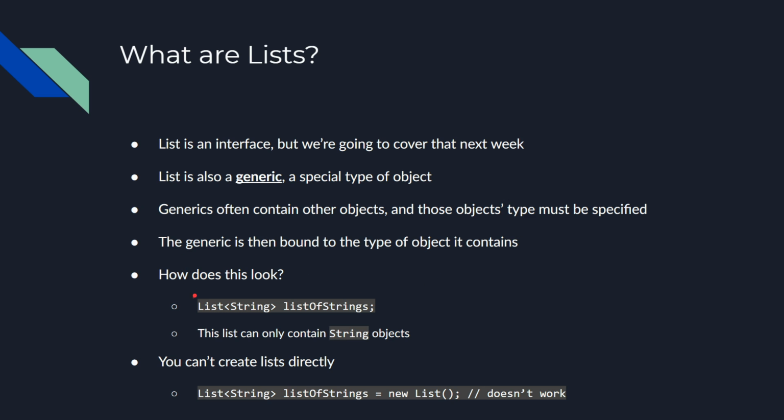So if we want to define a new list variable, we can do list, and then these less than, greater than symbols. Okay, these define what the generic type is. So with arrays, we use the square brackets. With lists, we use these less than, greater than symbols. So this is a list that contains strings, and it can only contain strings. Now, lists specifically, you can't create them directly. This doesn't work, and I'm going to explain why in a second.